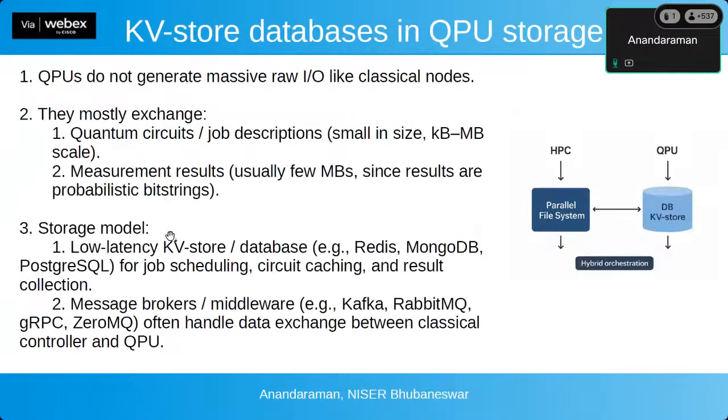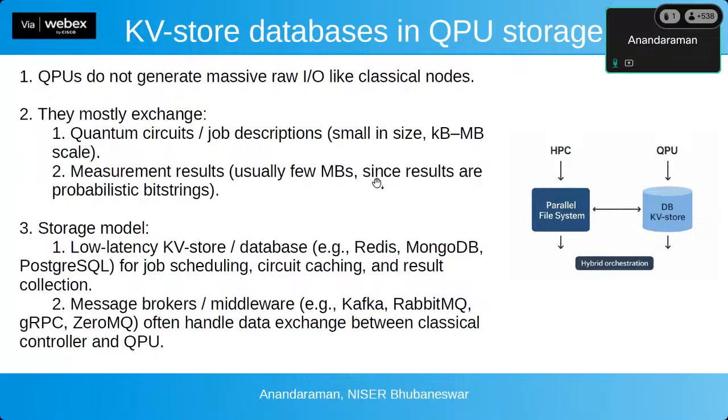Okay, how will we store data? A key value store database for QPU storage. QPUs do not generate massive raw IO. After measurement, what you get is a state vector, which is nothing but 000, 001. So it is very simple output data, and you need no big storage. For HPC we need a parallel file system. For quantum processing, a database with a key value store is enough. JSON format is enough.